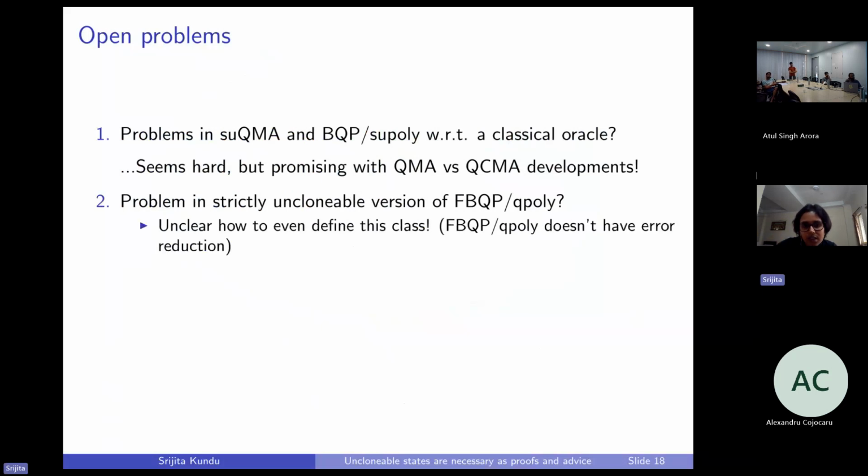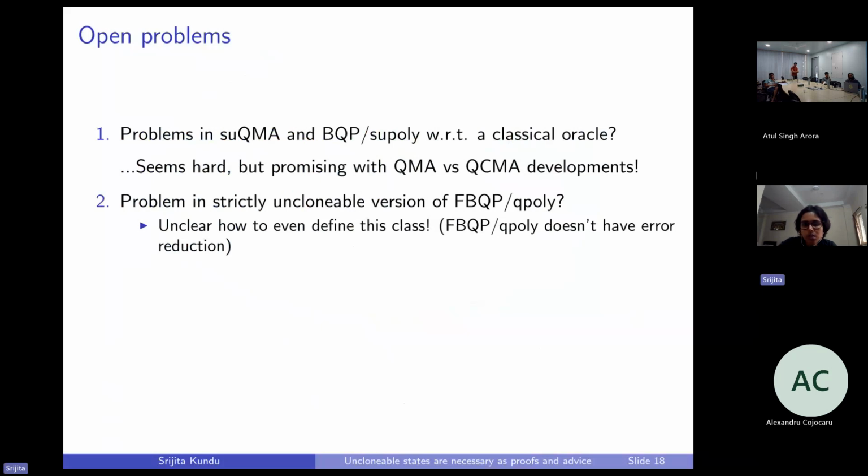The problem here is that it's unclear how to even define this class, because BQP/qpoly has error reduction, but relational problems in general don't have error reduction. Unless you're always outputting the same result for a relational problem, there is no clear way to do error reduction.